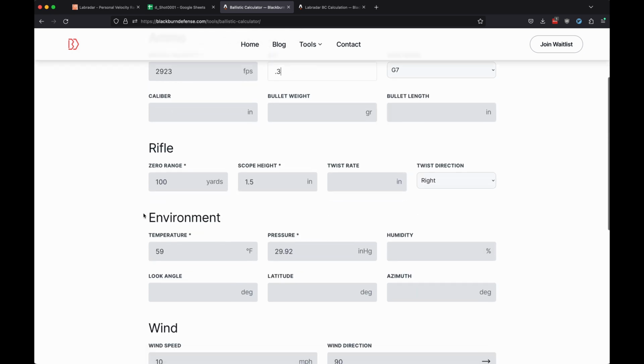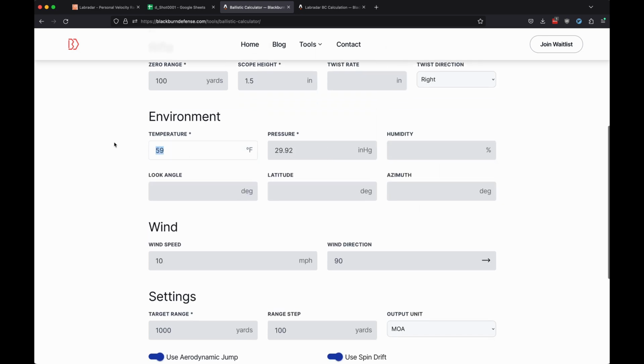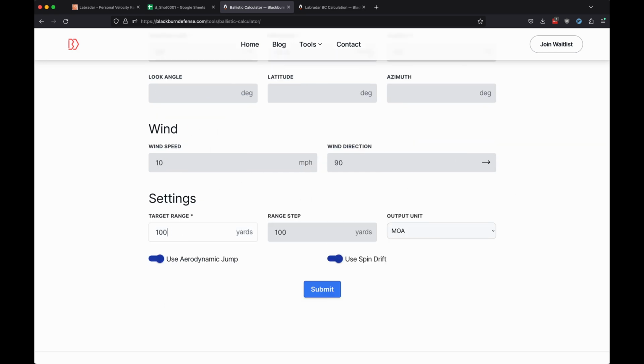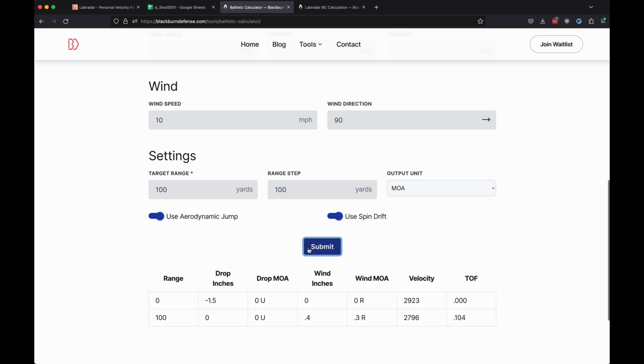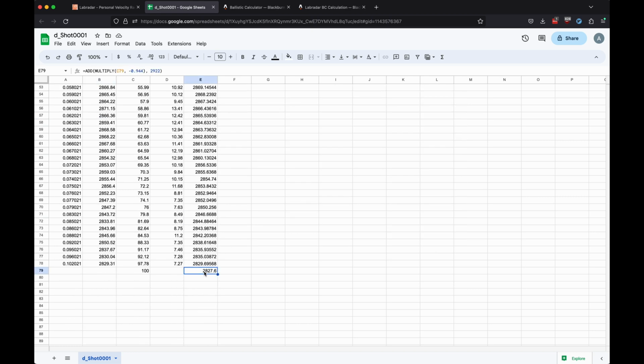The other things will not affect the velocity decay except for the temperature. On this day it was 68 degrees. The pressure was 24.4, and humidity was 50%. These don't matter. We're looking for 100 yards, and we submit that. It gives us 2796. We are trying to find 2828 if we round.